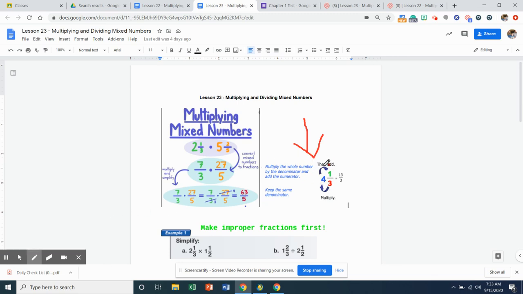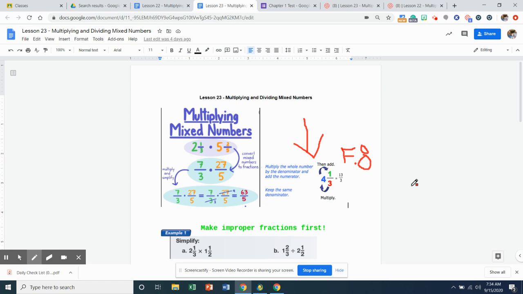Okay, so around the world is what this is called. So I multiply first. 3 times 4 is 12. 12 plus 1 is 13, and I move that up, and I keep the denominator the same. So my improper fraction is 13 over 3. If you need more help on making improper fractions, you can go to IXL F.8. This wasn't required, but it does help you if you need extra practice with making improper fractions.